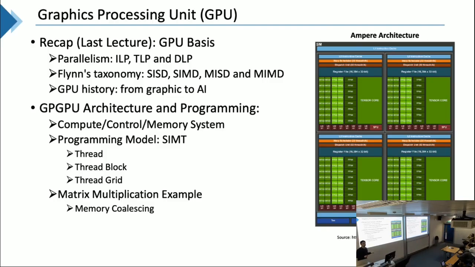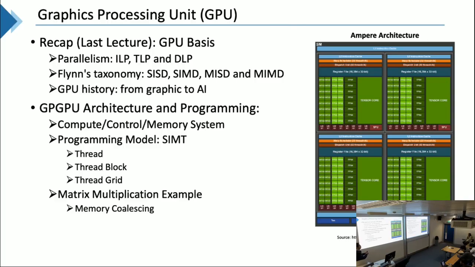latency is very high. And then we introduced the SIMT, single instruction multiple threads programming model. Basically, in this SIMT programming model, you can control multiple threads using the thread index as the built-in variables. Multiple threads group together to form a thread block, and multiple thread blocks form a thread grid. So this is the basic idea of the programming model of GPU.